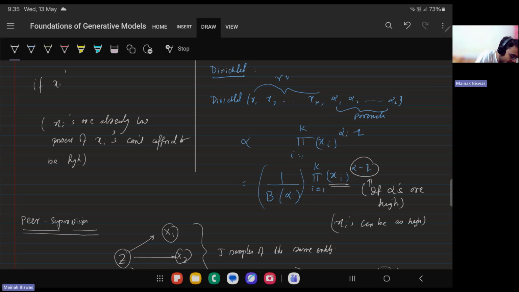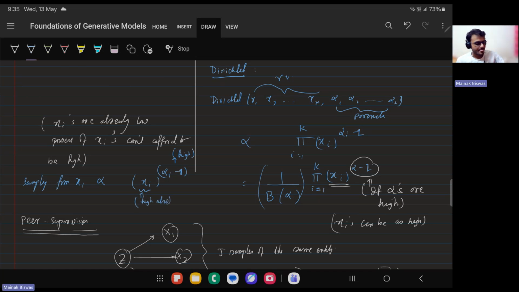If the xi to the power alpha i minus 1 are all symmetric, then the idea is this: sampling from xi is proportional to xi to the power alpha minus 1. So if this power is high, these values can be high also.